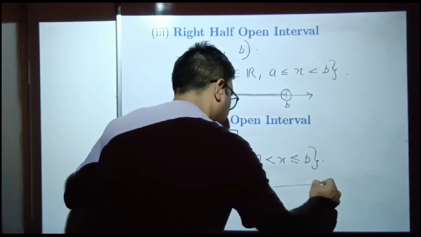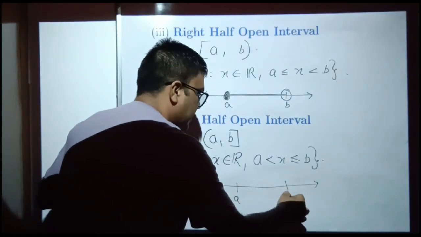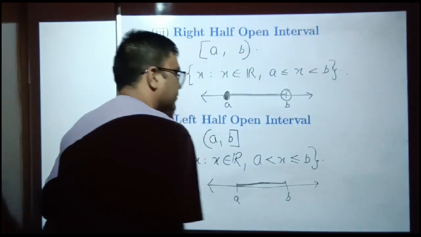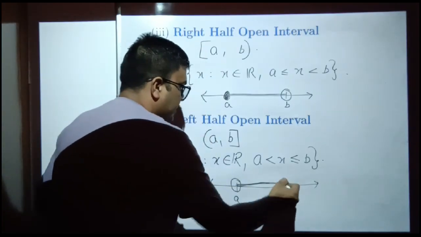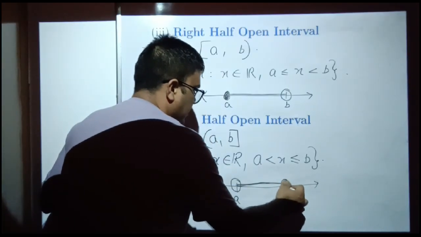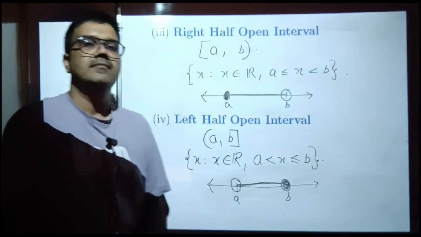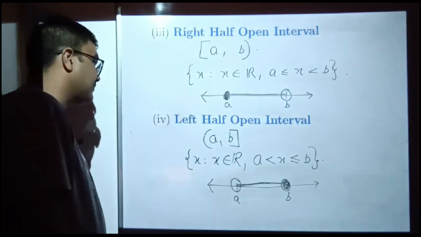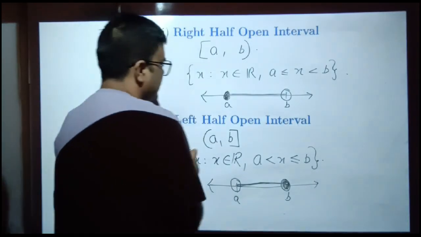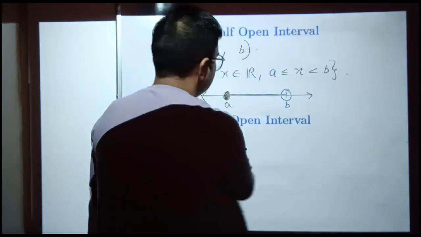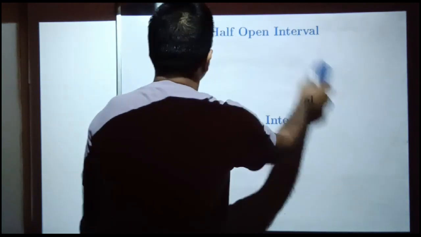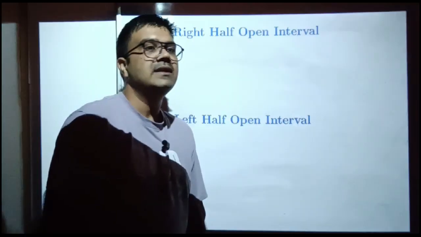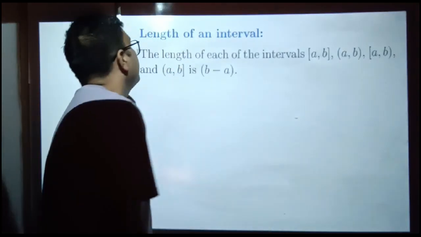If we represent these, we have a, b. We are talking about all the numbers between a and b. A is not included and b is included. So these are the four kinds of intervals that we have. These two are called the semi-open or semi-closed intervals. First we have seen the closed interval, second is the open interval, and these two are the semi-open and semi-closed intervals.